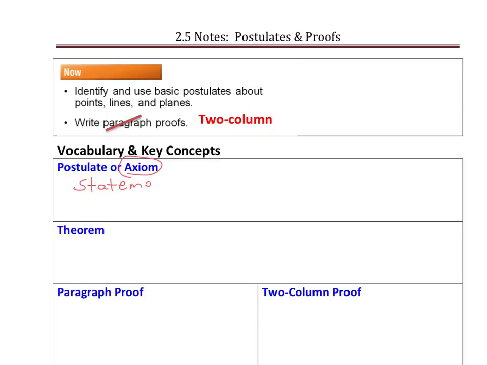We're not proving it. We're just taking these statements as truth. And they're usually basic principles, let's call them. And they are things that we're going to use to build up a logical set of arguments, but we're not going to prove these building blocks, if you will.